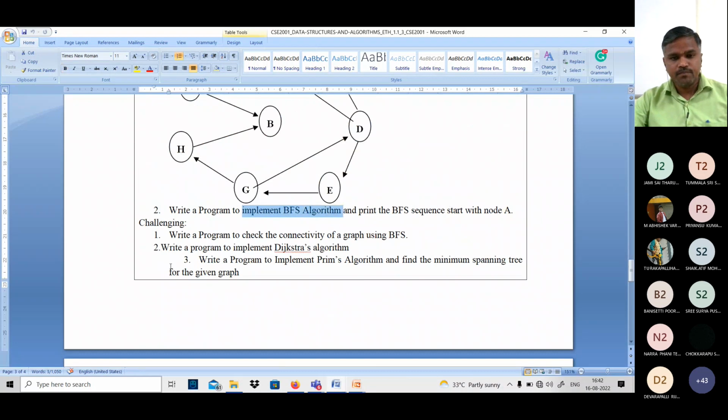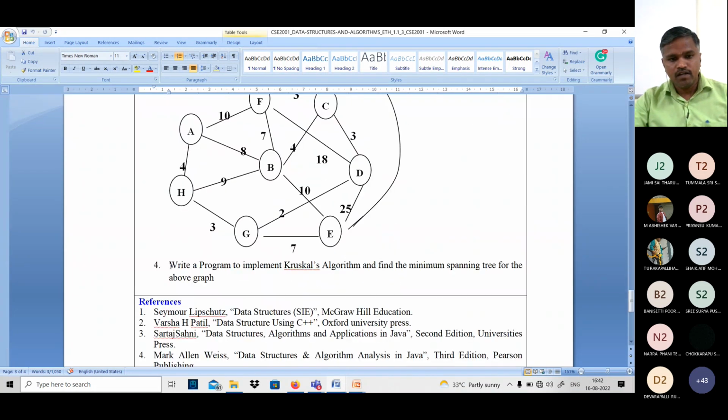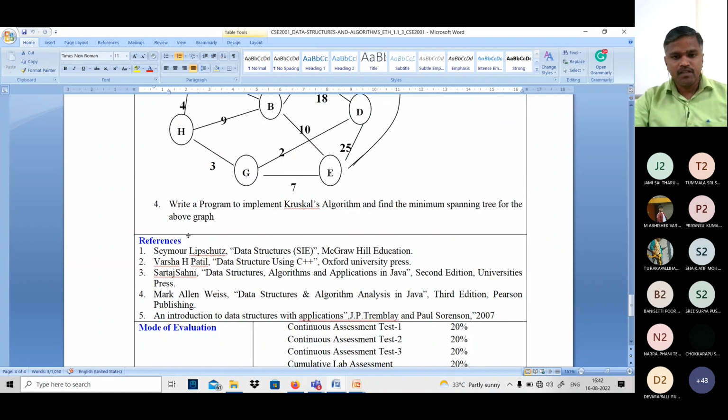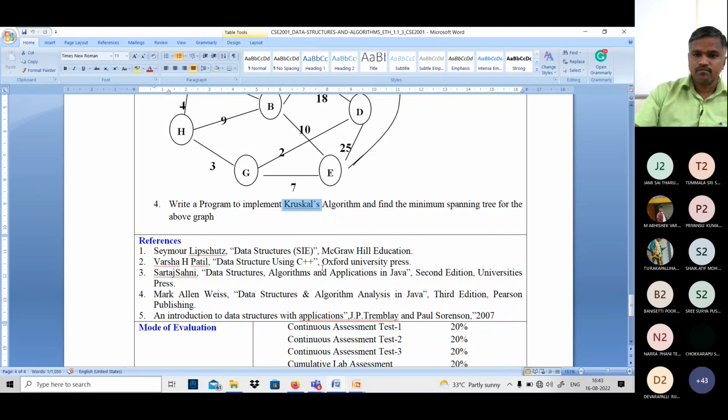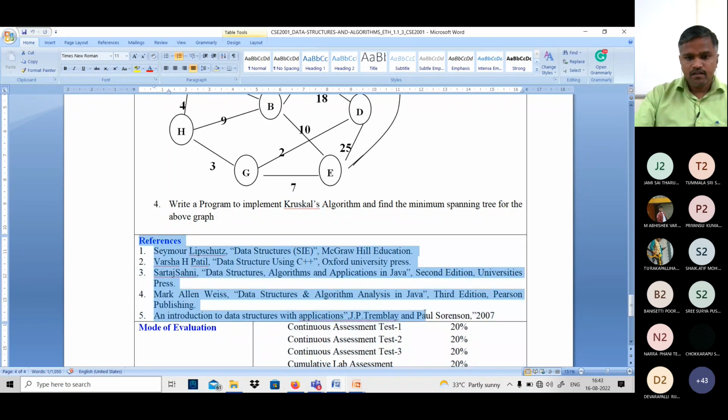Here we will search for a particular element from a particular node. Then one more is finding the shortest path by using Kruskal algorithm. Finding the shortest path by using Kruskal algorithm. These are all the lab exercises, and some reference books are given here.